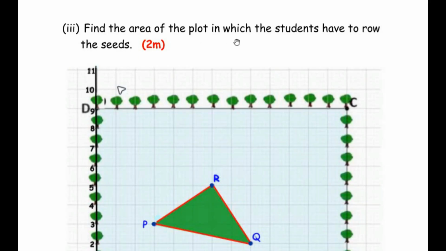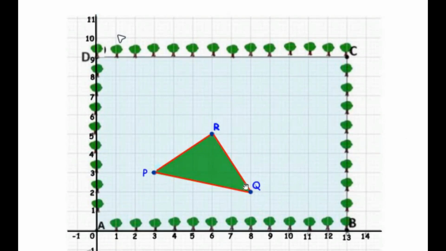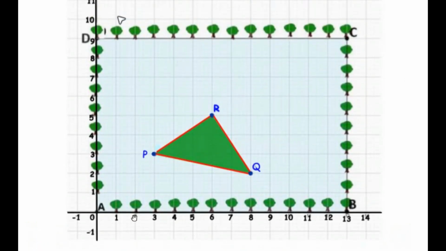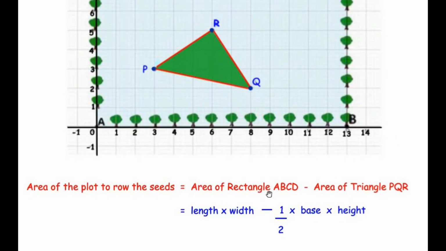Find the area of the plot in which the students have to sow the seeds. Now the total area of the plot is a rectangle, and out of that the triangle PQR has occupied the grassy lawn. So the students can sow the seeds anywhere around this triangle within this rectangle. So here we can write the area of the plot to sow the seeds is the area of the rectangle ABCD, that is the total area, minus the area of the triangle PQR. Now their respective formulae are written, that is area of rectangle is represented by length times width and area of triangle is 1 over 2 times base times height.